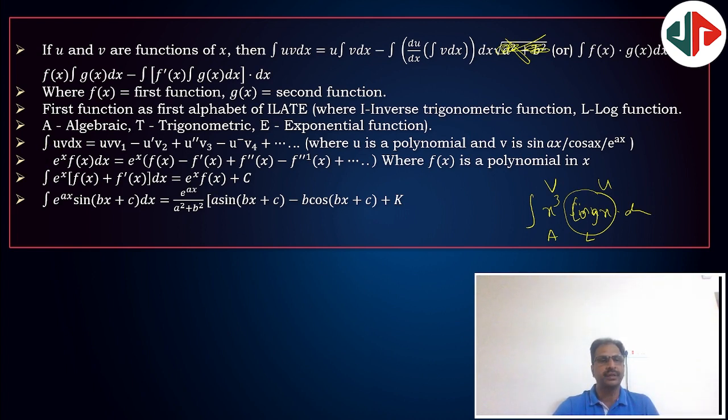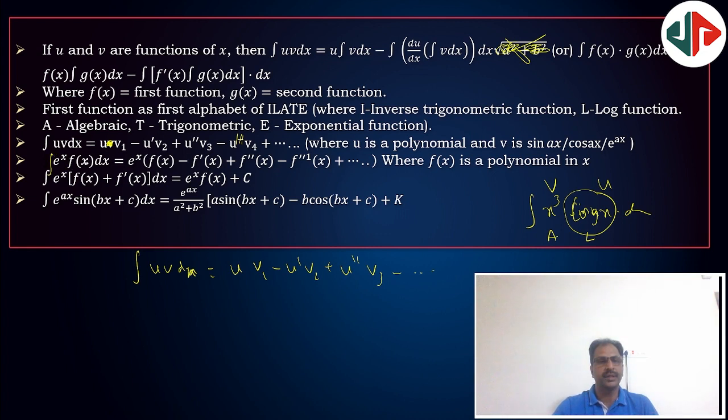Next, integral uv is u into v1 minus u dash v2 plus u double dash v3 minus u triple dash v4 and so on, where u should be a polynomial and v can be either. Dash denotes derivative, and v1, v2, v3 and so on denote integrals.